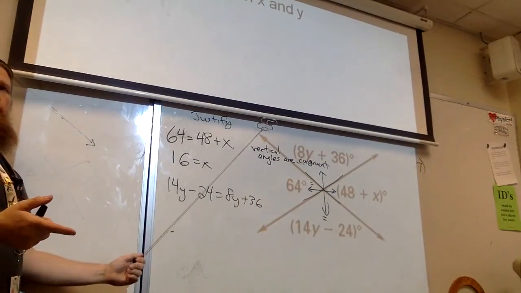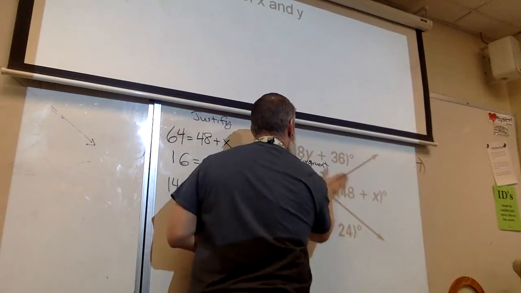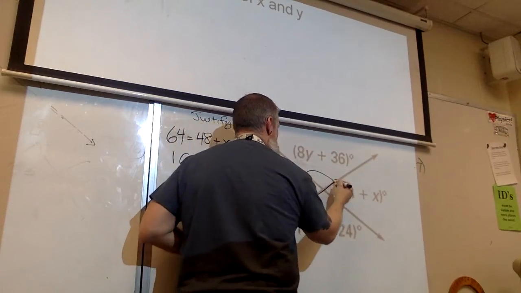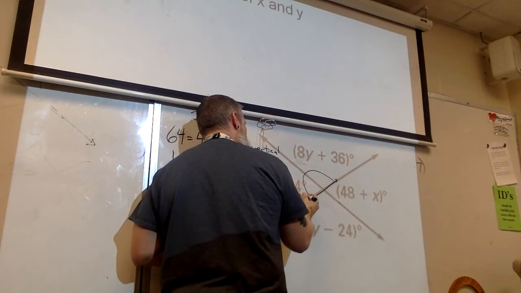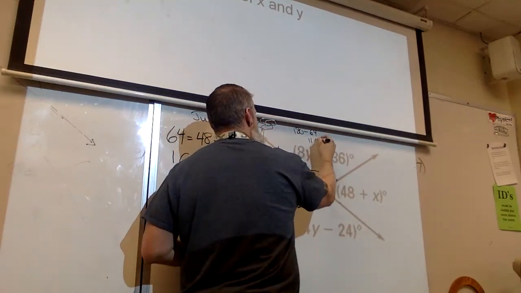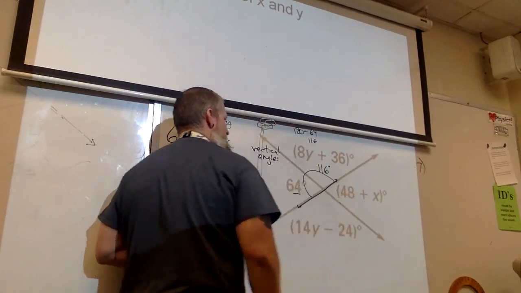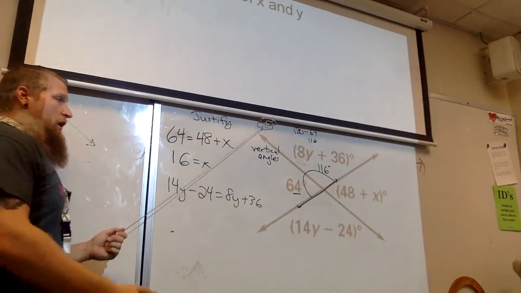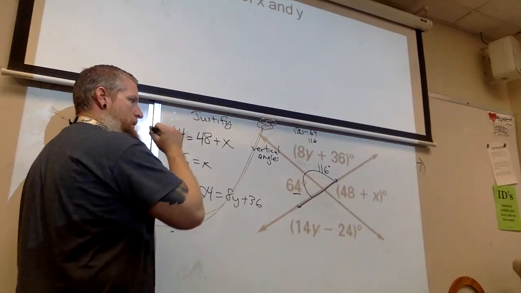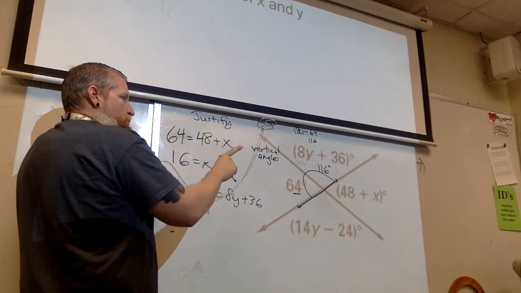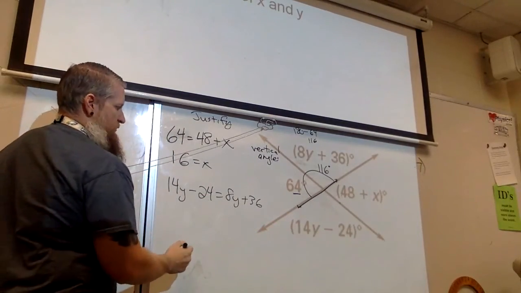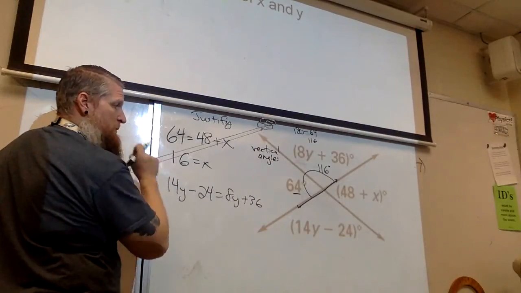The other way you could do it, if you wanted to, is that's a straight line, correct? Yes. How many degrees are in a straight line? So if I know this is 64, I can do 180 minus 64, which is 116, and that'll tell me how many degrees those obtuse angles are. So I could also take 8y plus 36 and set it equal to 116. All right? So there are multiple ways to do these problems. You're just going to have to figure out for yourself which one's the most efficient and the best for you.